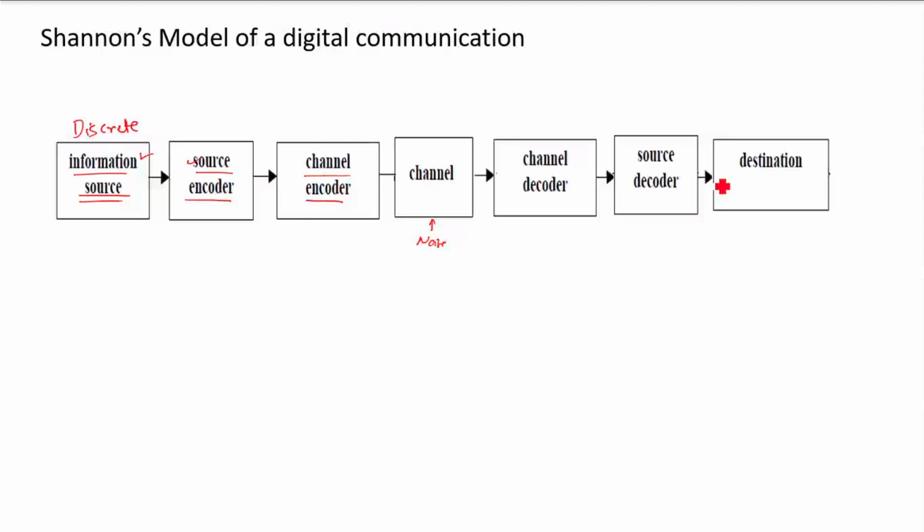If you want to store it, or if you want to send it to the output, it is left to the designer of the system. This is Shannon's model of a digital communication system. Our focus in this topic will be the information source, source encoder, and channel. We will touch upon the channel encoder to some extent, just a brief introduction. We'll not go into detail on the channel encoder. Our main focus will be on the source encoder and channel.